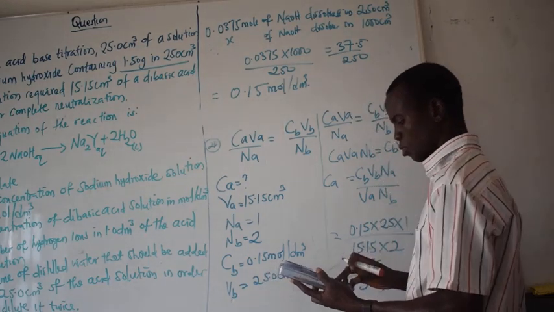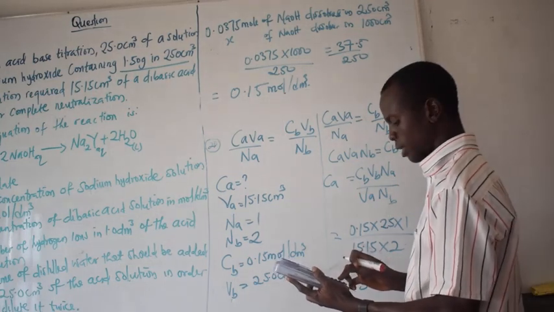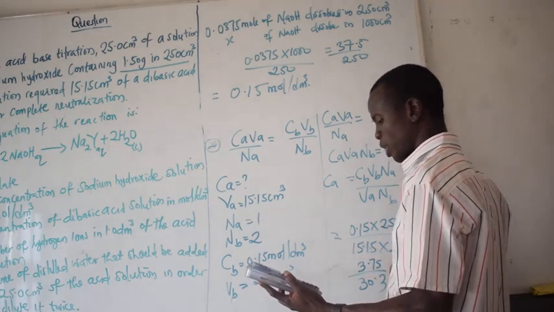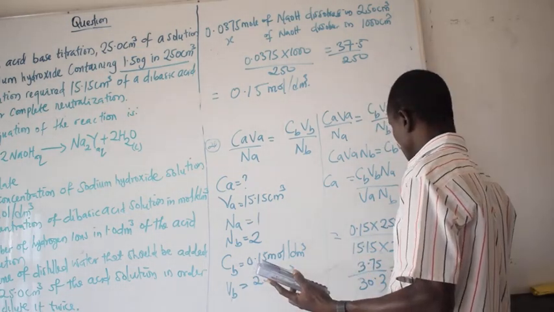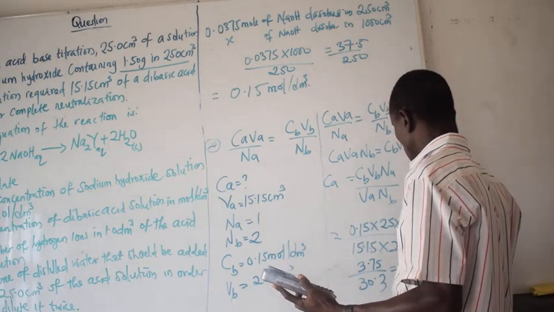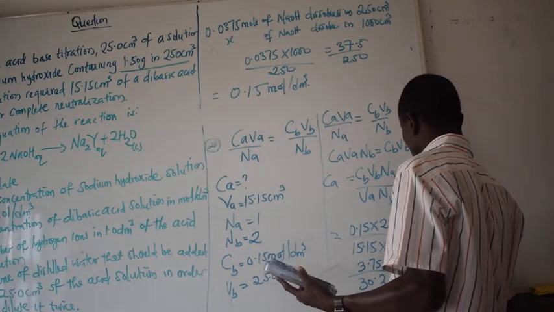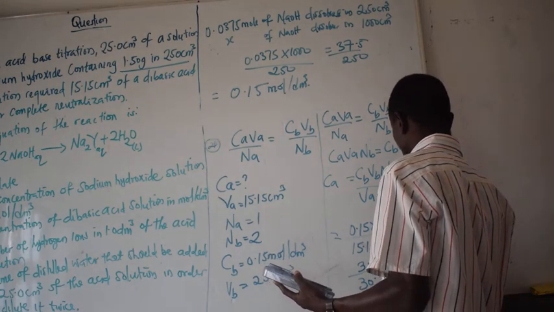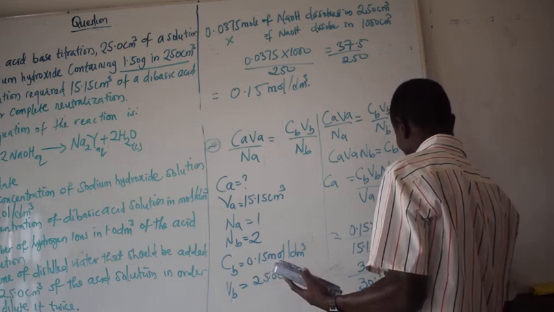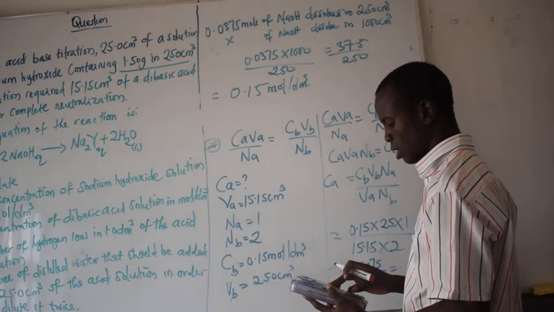Which is equal to 30.3. So we now have 3.75 divided by 30.3. What do we have? We have 0.1212, which is equal to 0.12 mole per dm cube. That is our answer.